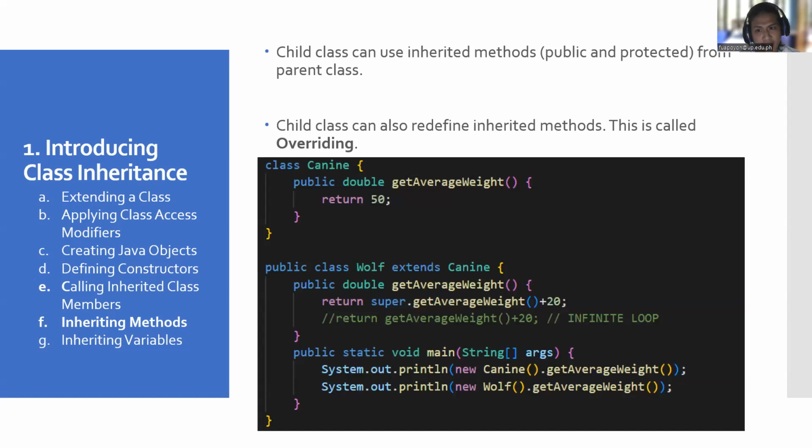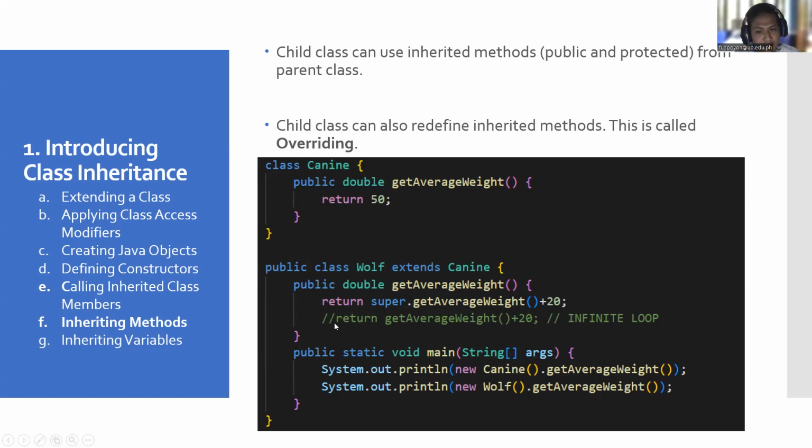So here, for example, we have K9. This is your parent class. We have this method, getAverageWeight, and it returns 50. And then we have your child class, Wolf, which extends K9. Here it redefines getAverageWeight as super.getAverageWeight, so this is accessing your parent getAverageWeight, plus 20.